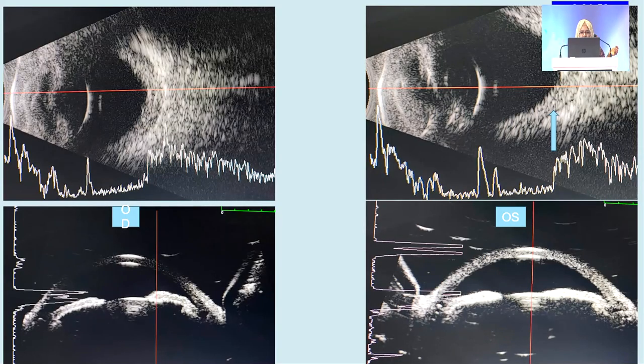B scan and UBM was done to look for changes in RCS thickening. And here in the left eye, we can see the blue arrow shows the subtle choroidal effusion. And the RCS thickening in the right eye was 1.9, and in the left eye, it was around 2.02. And the right eye showed angle closure in the superior, and the left eye showed occludable angle in both superior and inferior angles.